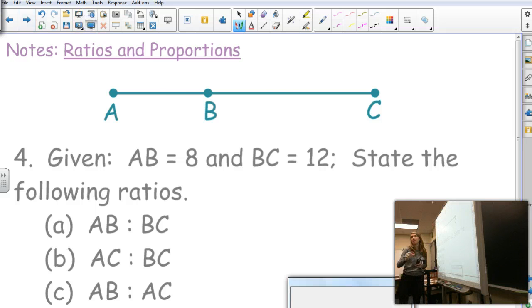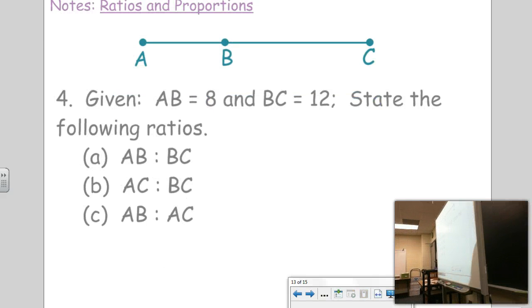Oh no, we have a segment. A geometrical figure. Given that AB is 8, label it right away every time, always label your picture. AB is 8 and BC is 12. State the following ratios. I'm going to give you a minute to think about it. AB to BC. I want actual numbers in your answer. That's your goal, is to put numbers.